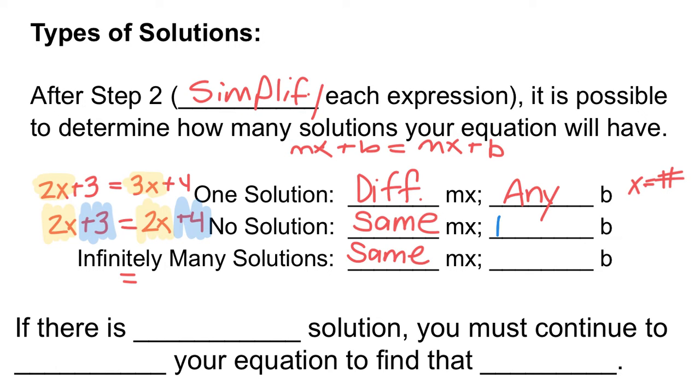Same x, different b. And then to be infinite, you've got to have the same of both. Because if you have 2x plus 3 on this side, the only thing that would be the same would be to have 2x plus 3 on this side. So everything has to be the same. Same x, same b.